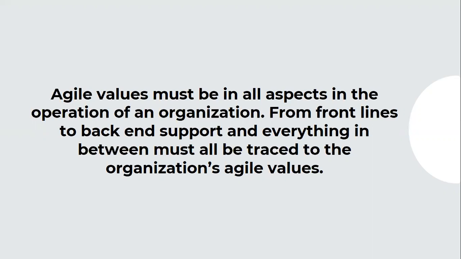For some of you that know, I've been in QA for a fair amount of time. And being in QA, traceability is one of the key things that everyone talks about. Everything has to be traced back to user stories, to requirements, to the code. There has to be a flow. Agile values are no different. Agile values should be traced with everything that everyone does within the organization.